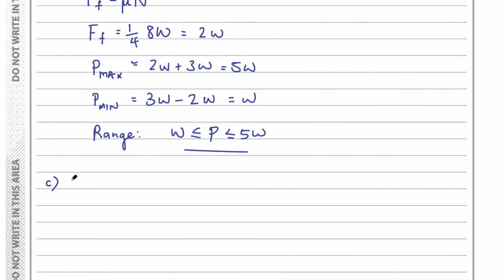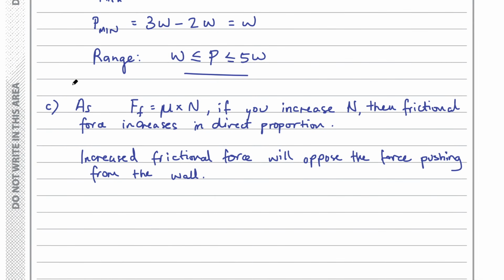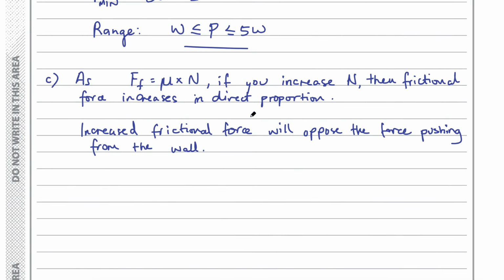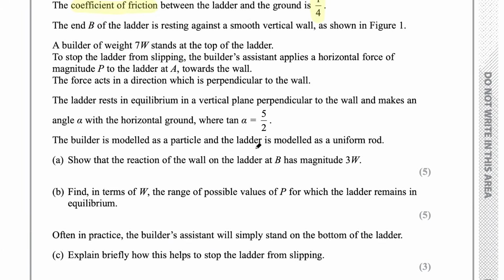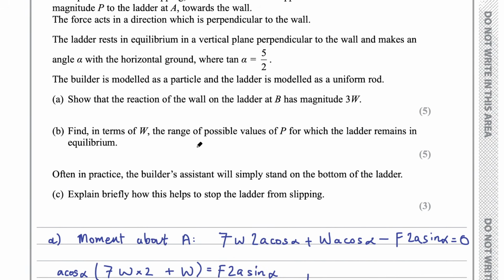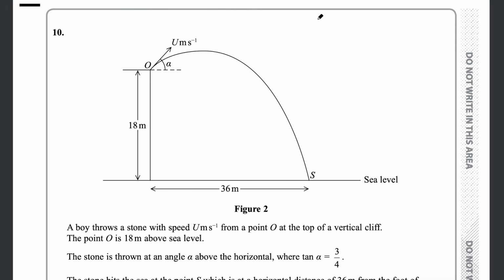So I'll just go ahead and state that as best I can in writing. So as frictional force equals mu times n, if you increase n, then the frictional force increases in direct proportion. Increased frictional force will oppose the force pushing from the wall. So part C was 3 marks. I hope I have enough detail there, but that should be the main idea of the answer. And that was question 9 for a total of 13 marks. Question 10, the last question on this paper.